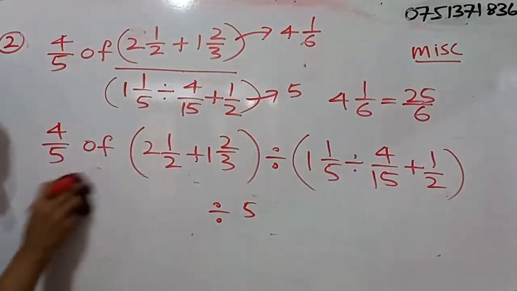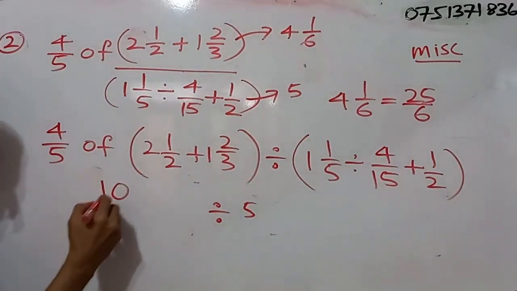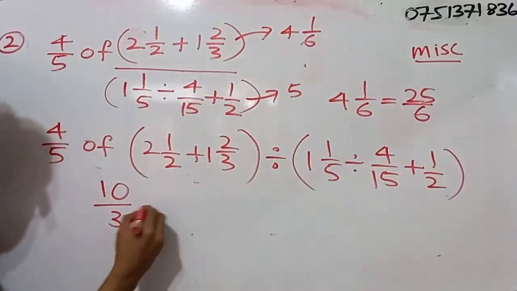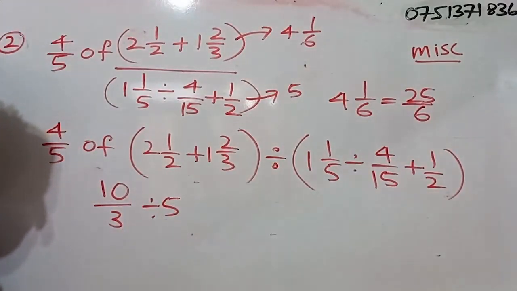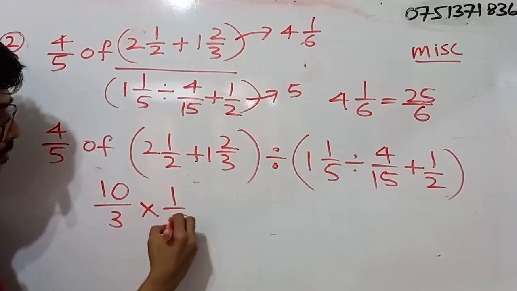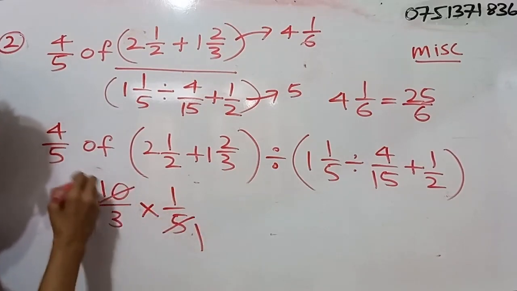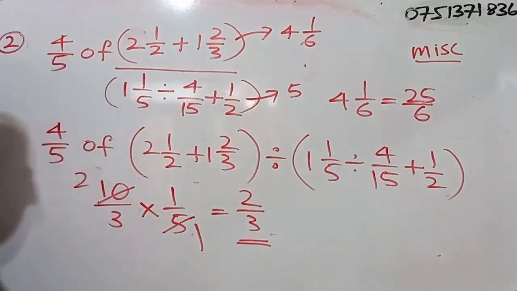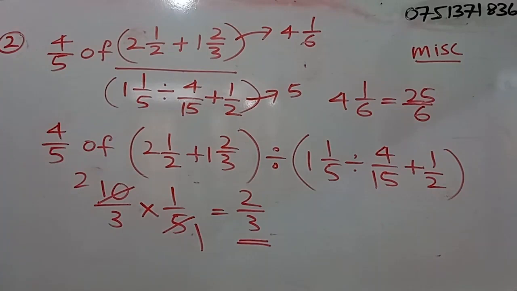So here the output will be what? 10 by 3, no? So 10 by 3, we have to divide by 5. So I will put it like this. Multiplication by what? 1 by 5. 5 times 1, 5 times 2. So here the outcome is what? 2 by 3. So for this question, the answer is 2 by 3.